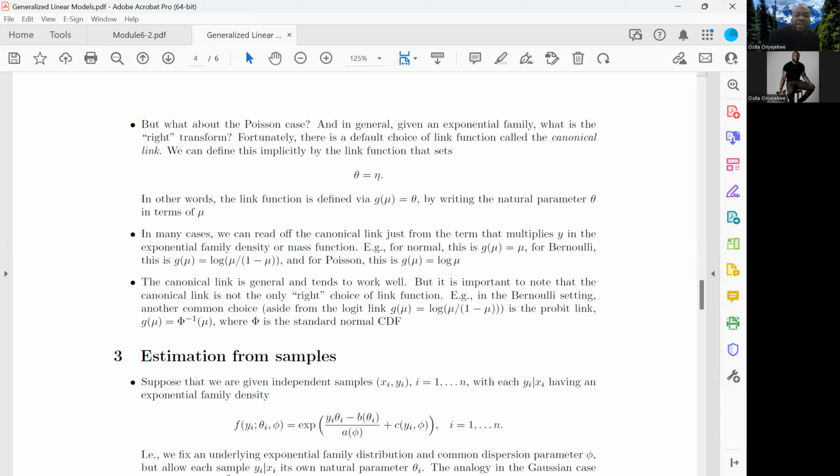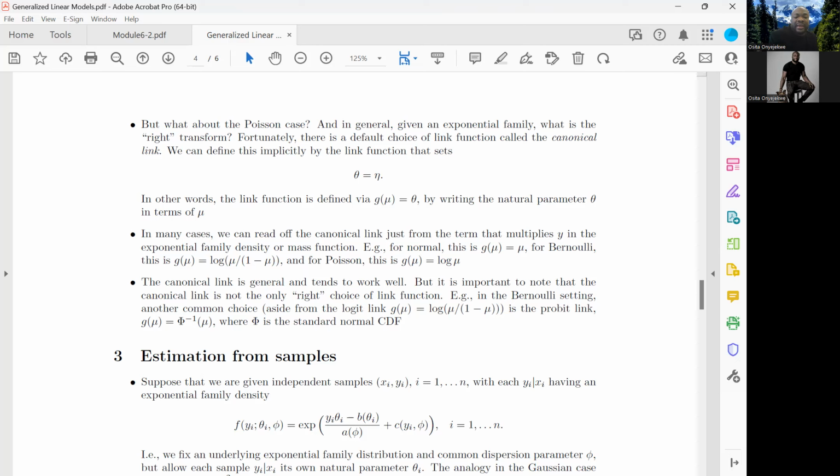In many cases, we can read off the canonical link just from the term that multiplies y in the exponential family density or mass function. For example, in the normal case, g of mu is equal to mu. For Bernoulli, g of mu is equal to log of mu over 1 minus mu, and for Poisson, g of mu is equal to log of mu.